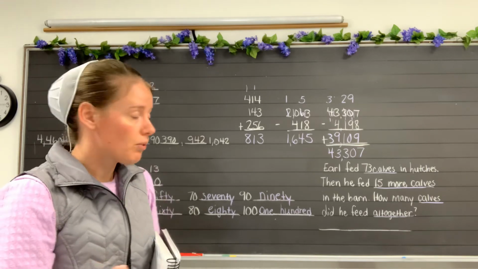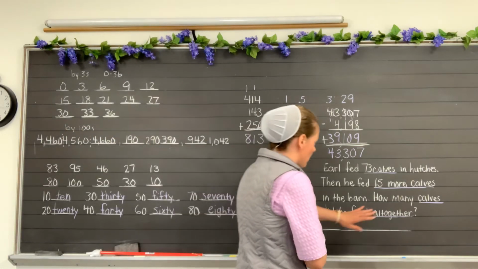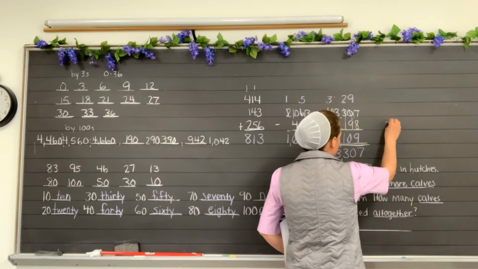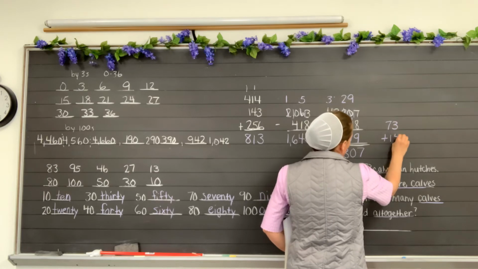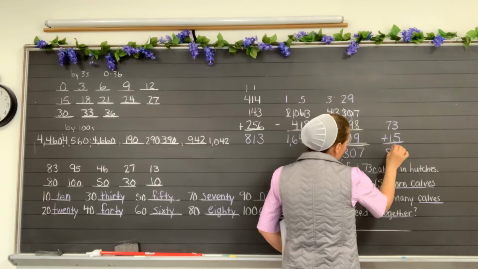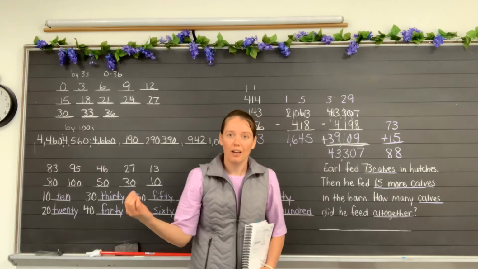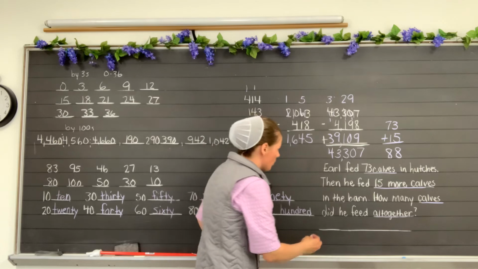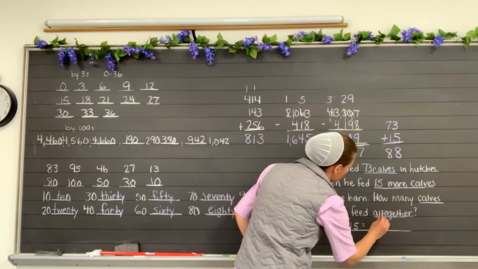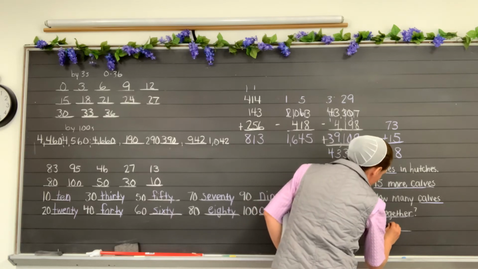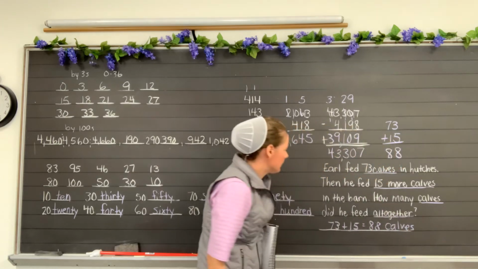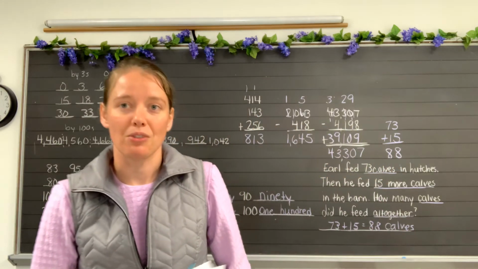So you have altogether. Whenever you have altogether, you have to add. So we're going to add 73 plus 15. So put our work up here. 3 plus 5 is 8. 7 plus 1 is 8. So 88 calves altogether. Wow, that's a lot of calves. So 73 plus 15 equals 88 calves. Okay, so 88 calves is your answer.